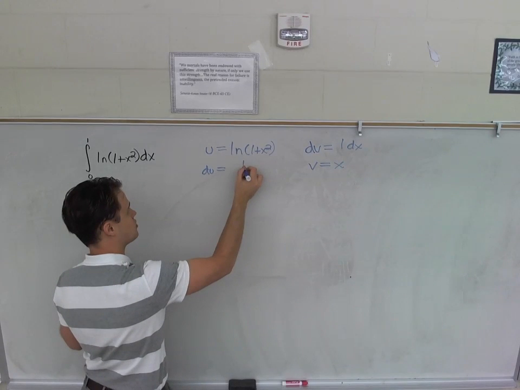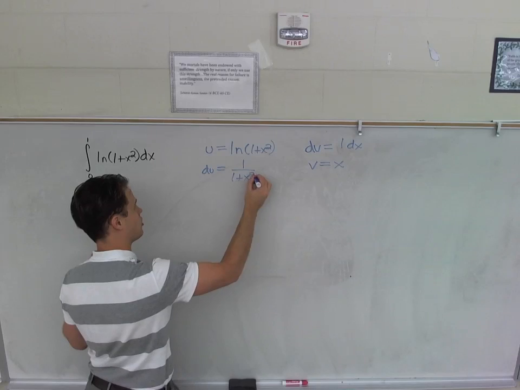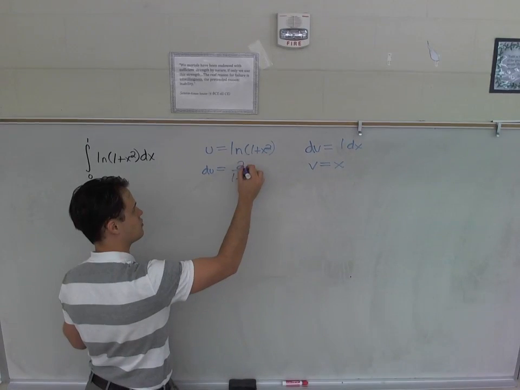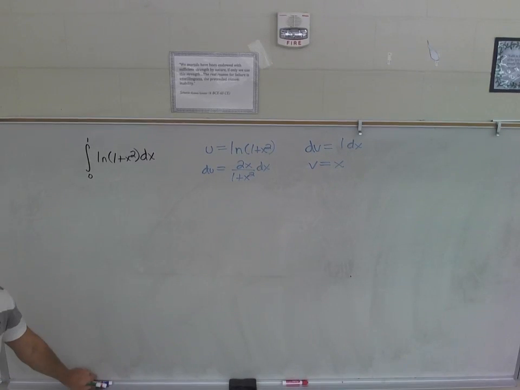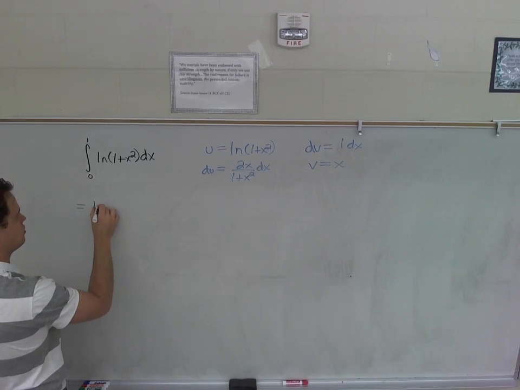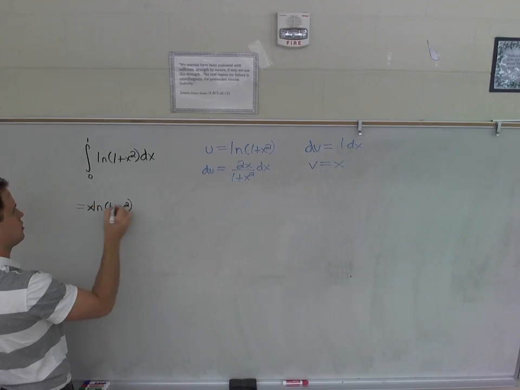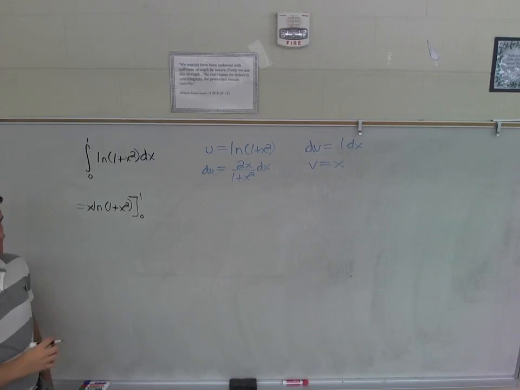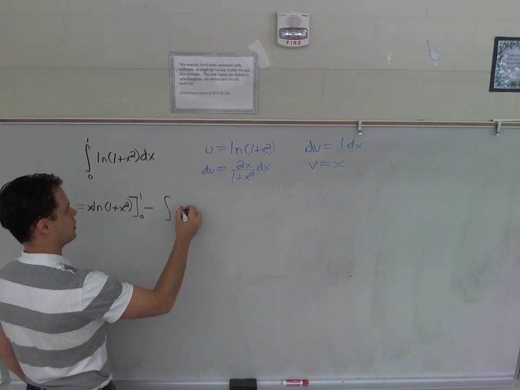Okay, so this is this. I think maybe one or two people forgot the chain rule. You've got to multiply by the derivative of the inside, right? So you get that. So then the integral is equal to natural log of 1 plus x squared times x, evaluated from 0 to 1, minus the integral of x.